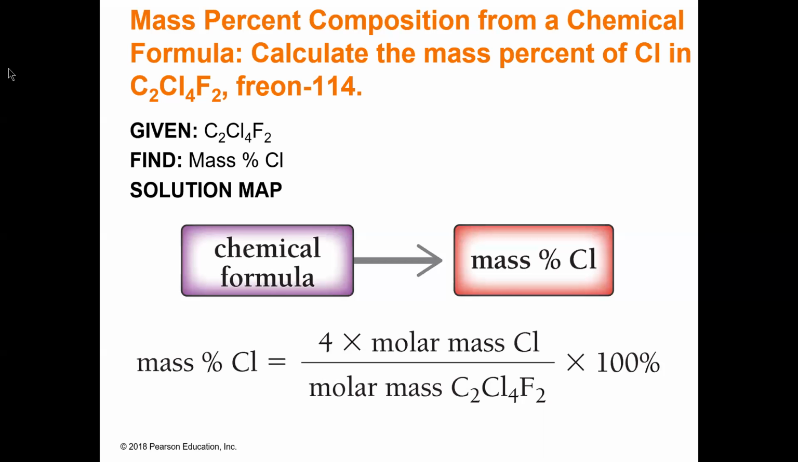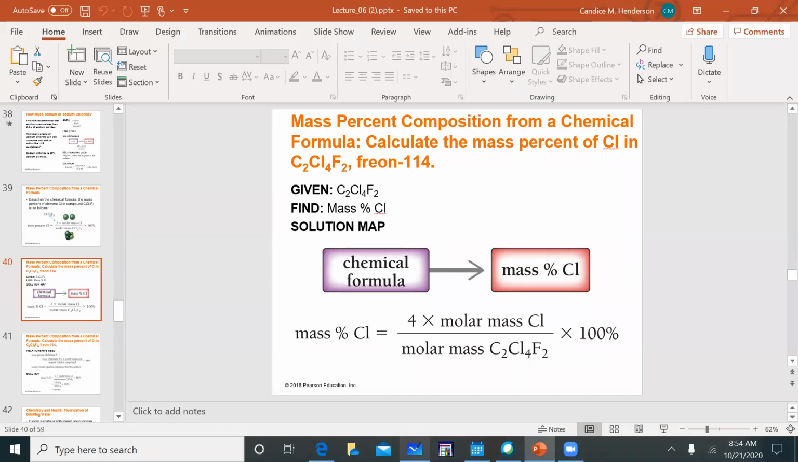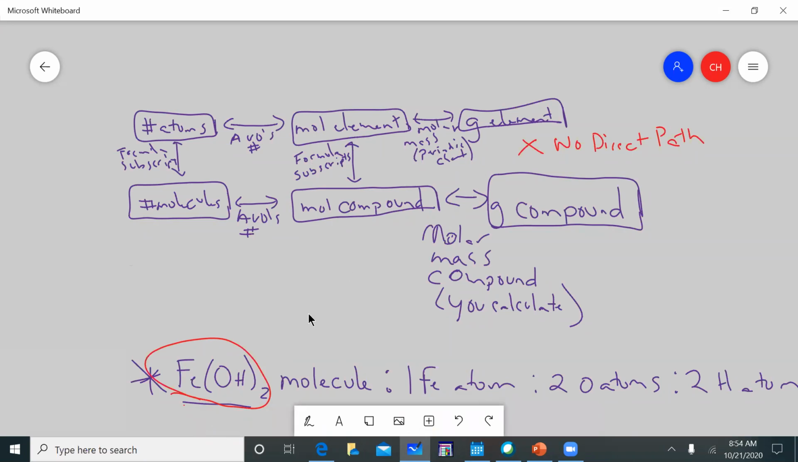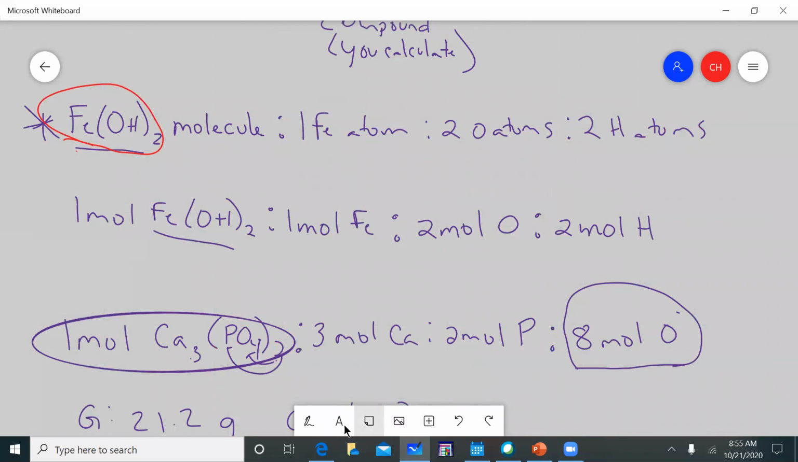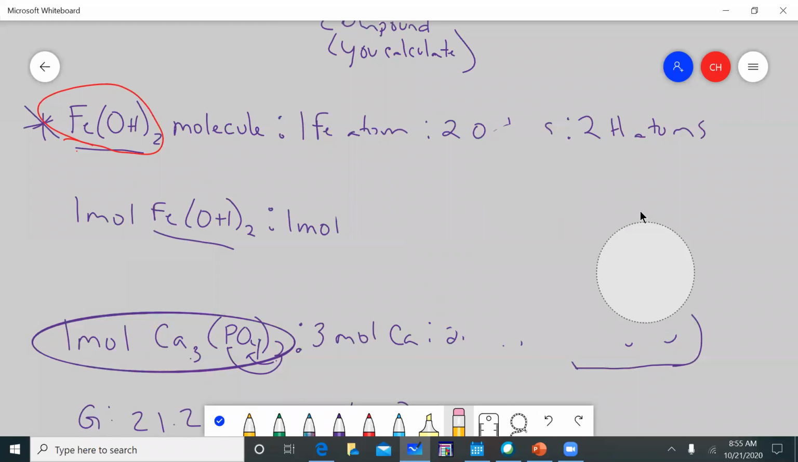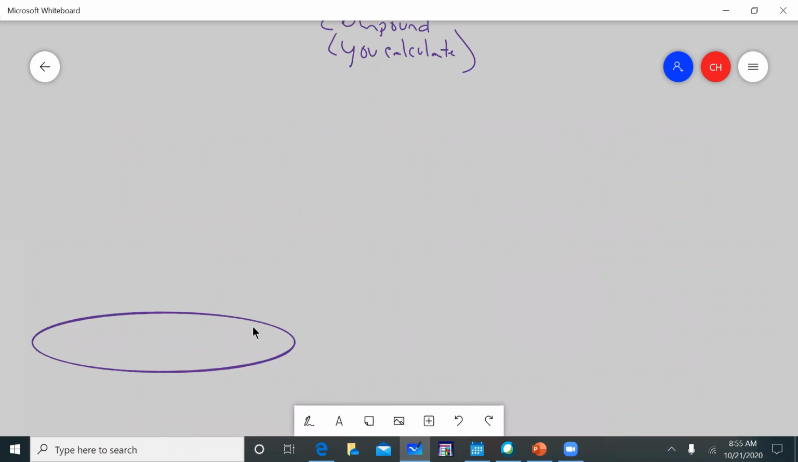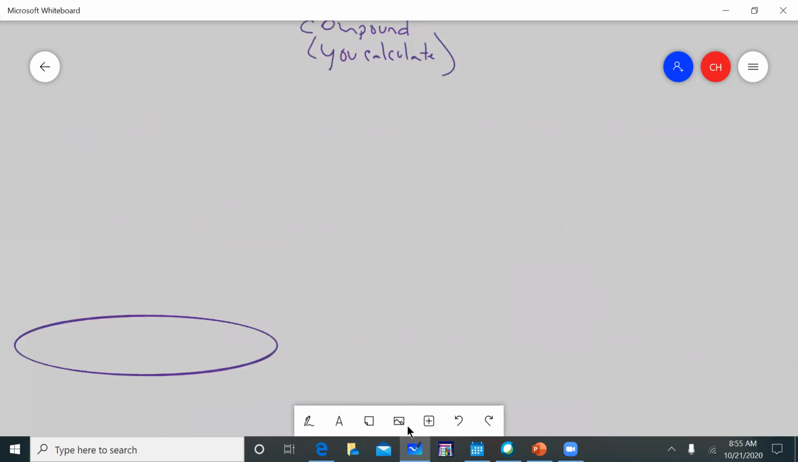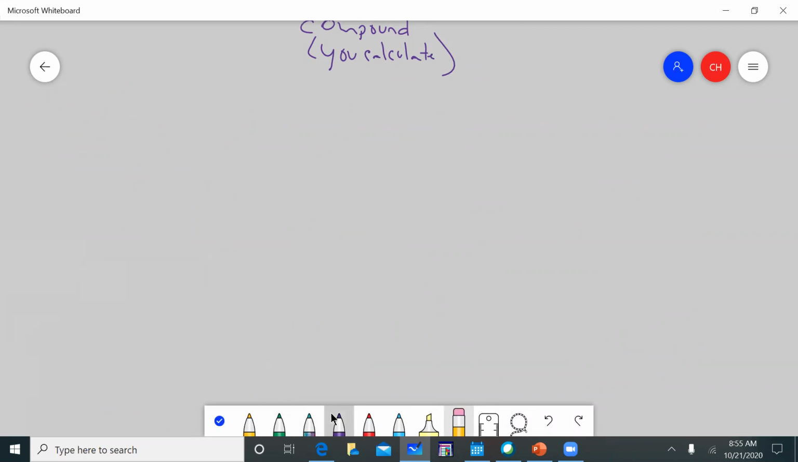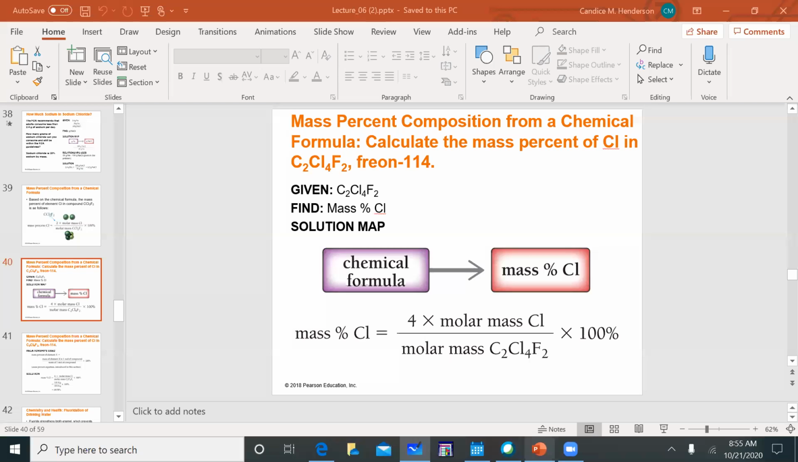So let's look at this one. We've got Freon, C2Cl4F2. Don't use this flow chart for mass percent stuff. This doesn't pertain to this section, so I'll sort of ignore that flow chart. So our formula is C2Cl4F2, I believe is our Freon.